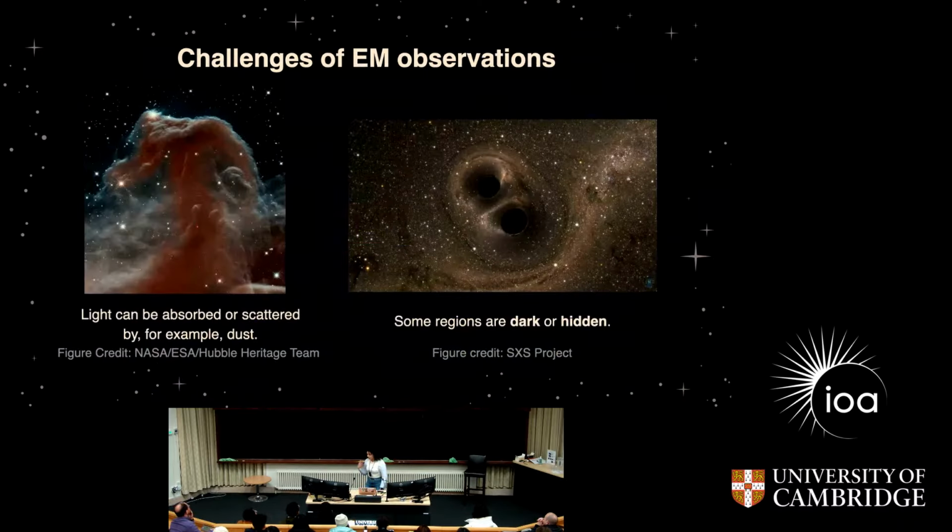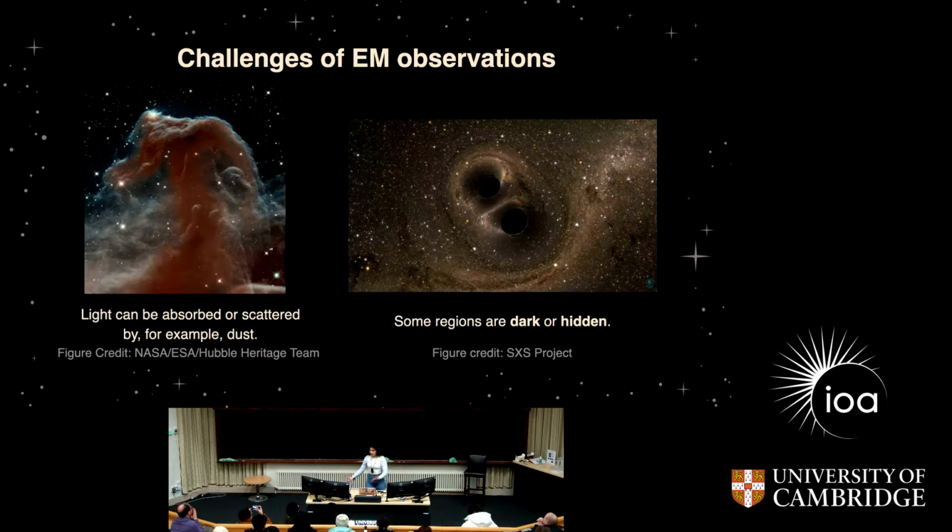But what's the problem with electromagnetic waves if they're so useful? Well, the problem is that light can be tricky. Light can be absorbed or scattered by, for example, dust that lies in between us and an object that we're observing. And we can somehow try and get around this, so dust absorbs more in certain parts of the electromagnetic spectrum than others. So we can be a bit clever and use these techniques, but it's still a big problem.